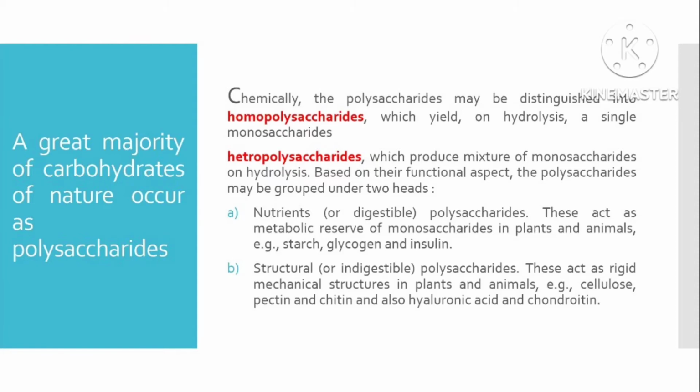The first one is the nutrient or digestible polysaccharides. These act as a metabolic reserve of monosaccharides in plants and animals. Examples: starch, glycogen, and inulin. The second one is structural or indigestible polysaccharides. These act as a rigid mechanical structure in plants and animals. Examples: cellulose, pectin, chitin, and also hyaluronic acid and chondroitin.